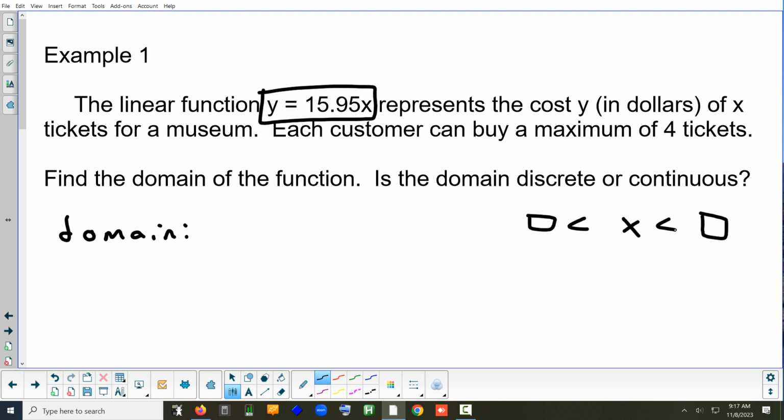Let's think about this. X is the tickets that you can buy. So think about, can you buy any amount of tickets that you want, or can you only pick certain numbers for the amount of tickets you buy? Yeah. Can anybody tell me why? Why can you only have certain numbers for tickets? Yeah? Because there's a maximum of 4 tickets. Okay, it's a maximum of 4. Anything else in terms of buying tickets?